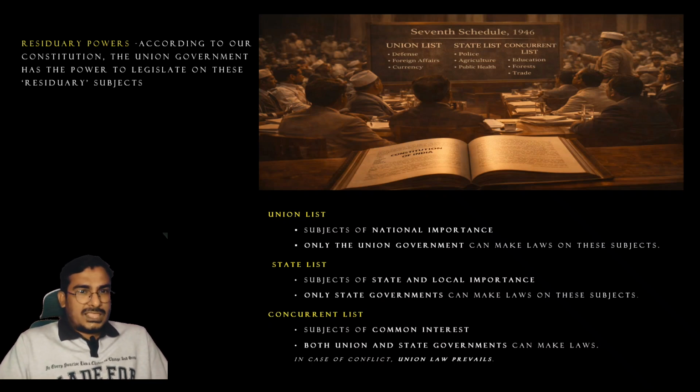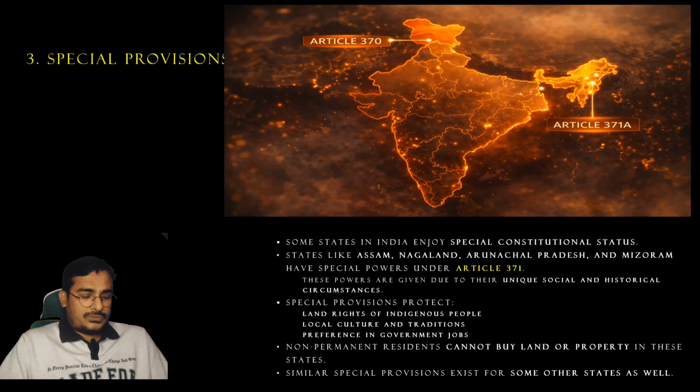So these are the list of subjects. Then we have the special provisions. Many states in India enjoy special provisions like that of Jammu and Kashmir. For a long period of time, Jammu and Kashmir had article number 370, with which they had their own flag, their own constitution, their own assembly, in which a law passed in parliament is not automatically passed, and the state assembly should pass a law, and then only it would be applicable onto the people of Jammu and Kashmir. These are some of the special provisions given to Jammu and Kashmir.